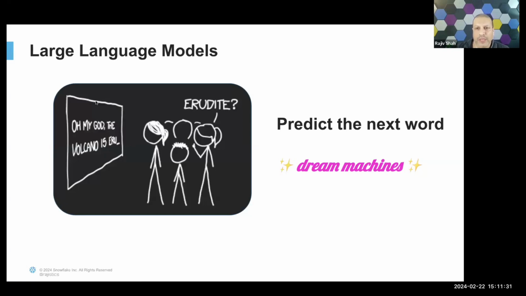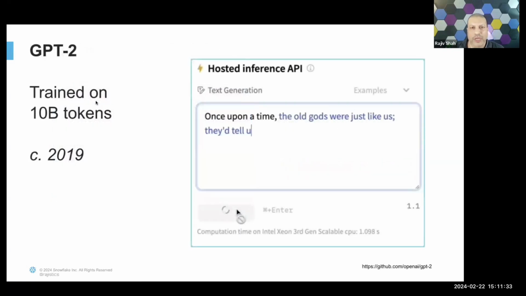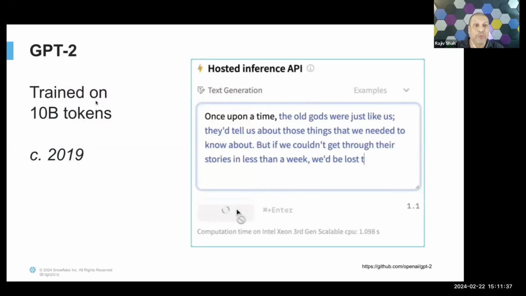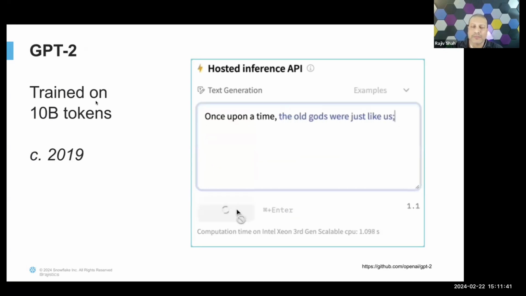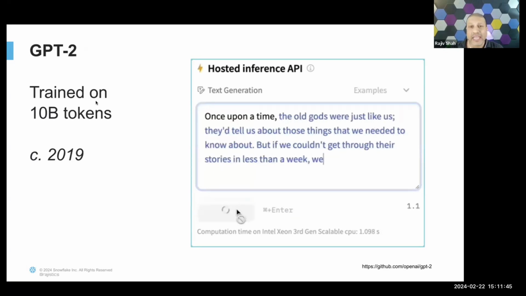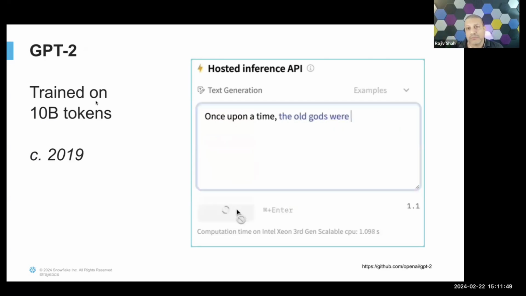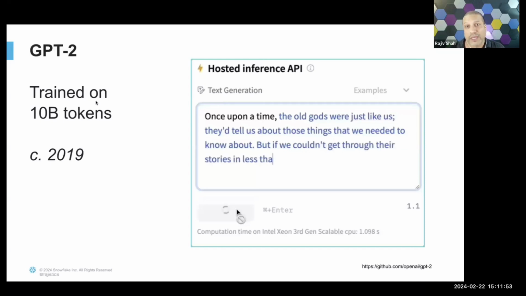Now, if we look at the history of these models, an early model, at this point like 5 years old, was GPT-2. This would do exactly that next word prediction, where if I gave it a sentence, it would keep trying to complete it. This was very nice if I wanted to use it to tell a story, for example. You can see the example there.